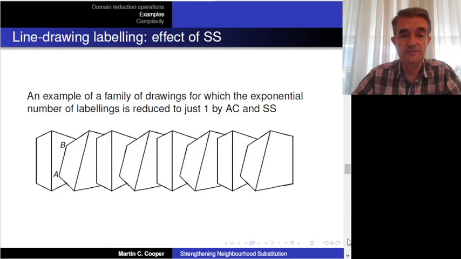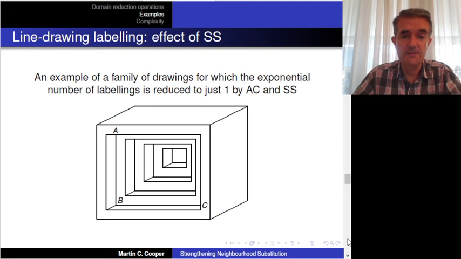So we have just one interpretation of this drawing. Another drawing, a very similar type of ambiguity. The lines ABC could be a depth discontinuity or a concave edge.